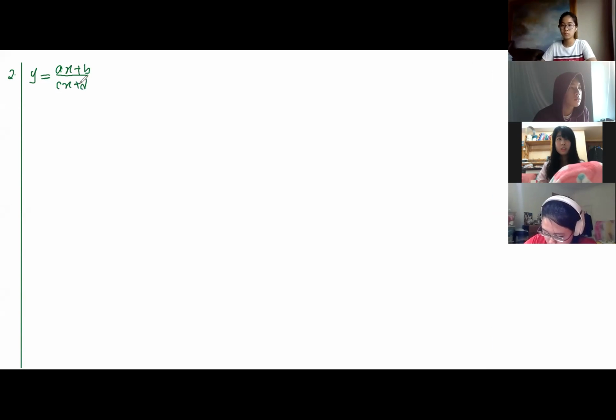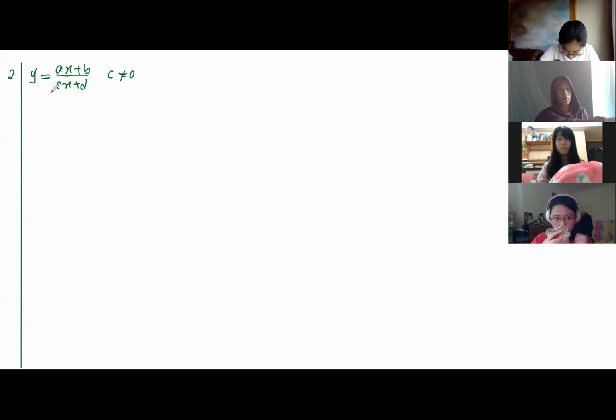Okay, so the question says, under what condition is the rational function self-inverse? So the rational function is y equals ax plus b divided by cx plus d. And there are some conditions. C is not 0, meaning we need the denominator to also be a linear function, not just a number. Okay, so we find the inverse of this. So let y be f of x, then we find the inverse.